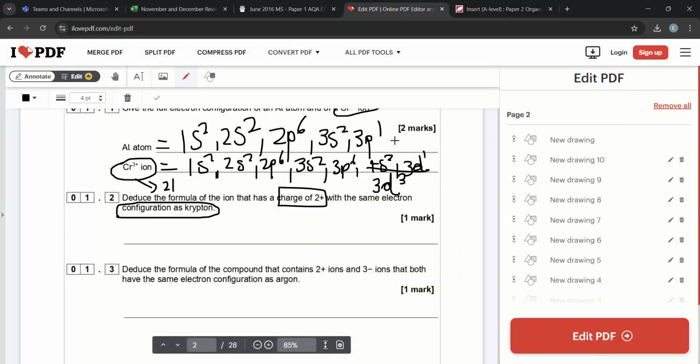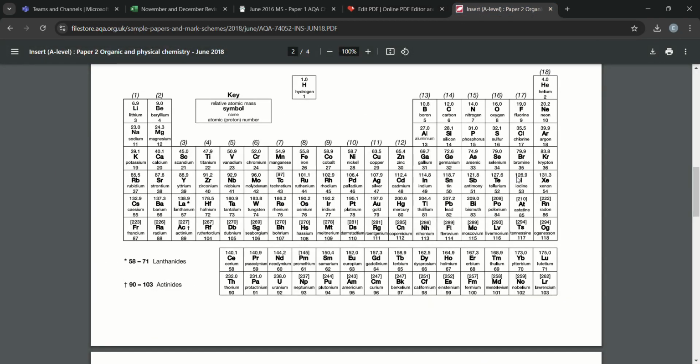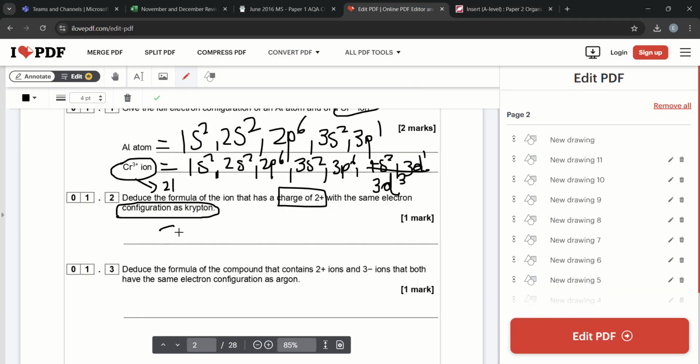Now this ion has a charge of 2+, so once we subtract 2 electrons, it's going to have the same electron configuration as krypton. Therefore this must have 38 electrons. Therefore it must be strontium. Therefore it's going to be Sr2+.